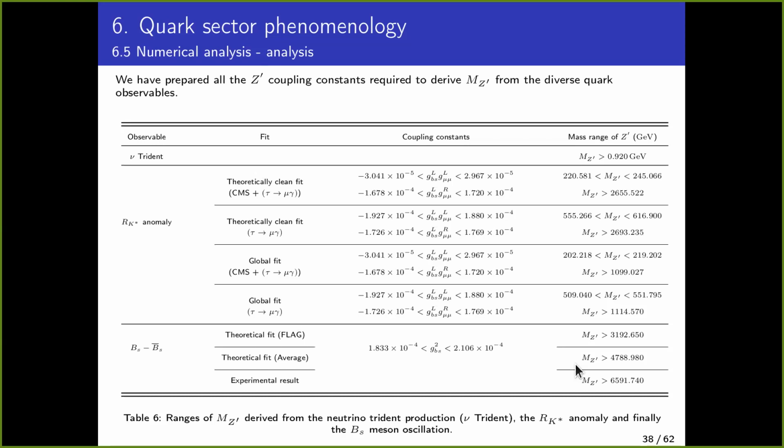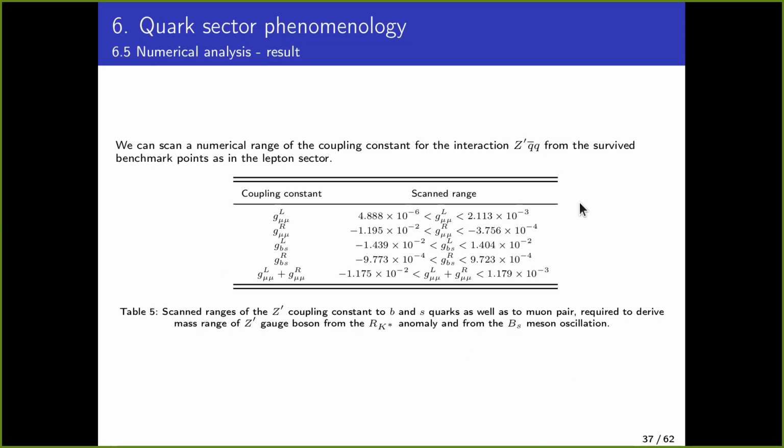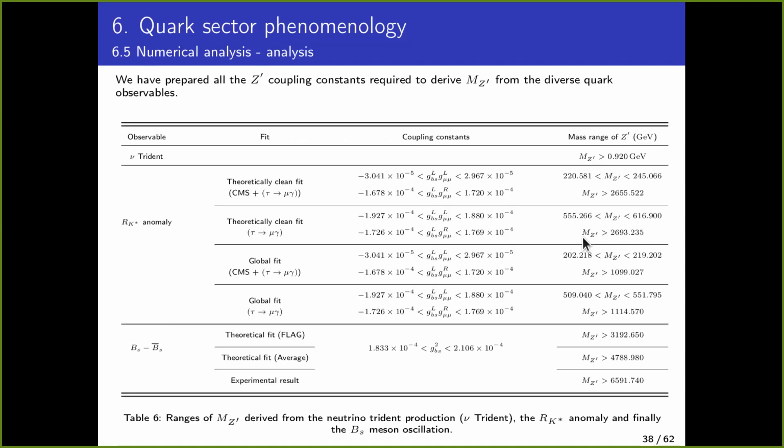Using these numerically scanned coupling constants, we can derive the Z prime mass ranges from the diverse observables, because I already showed you the constraints from neutrino trident, the anomaly with the Wilson coefficient, and the B-meson oscillations. Using these constraints, we can derive the mass range of the Z primes. So we start from this one. Let's take a look at the neutrino trident. As I already showed you, M_Z' should be heavier than 0.920 GeV. But this is actually quite negligible compared to other constraints, so it may not be very important.